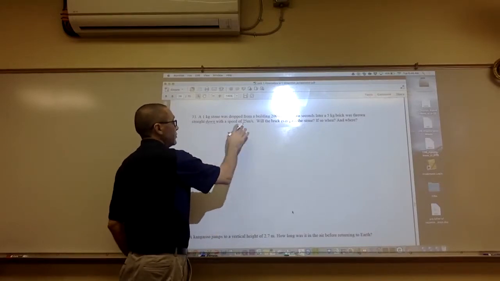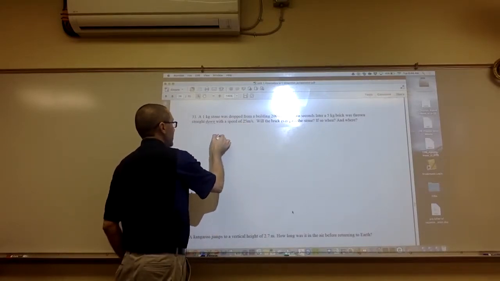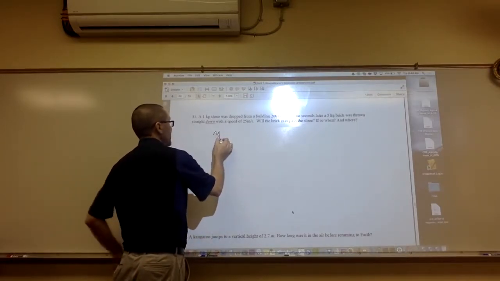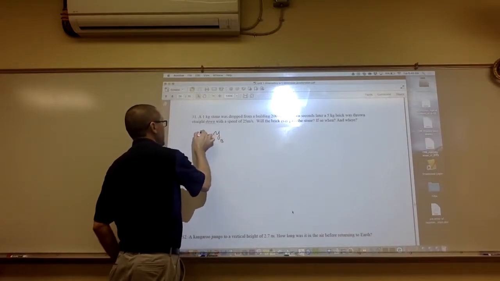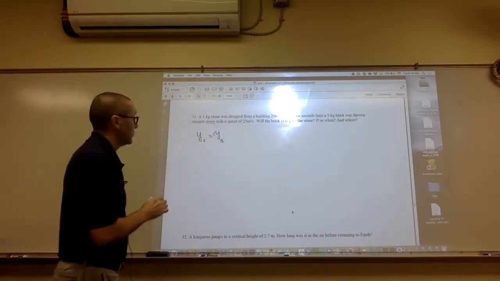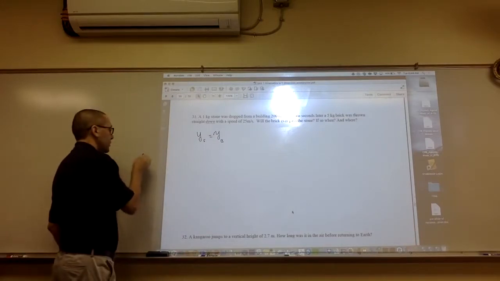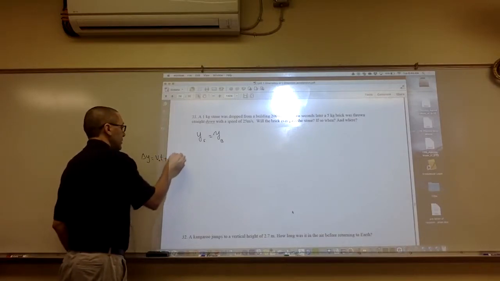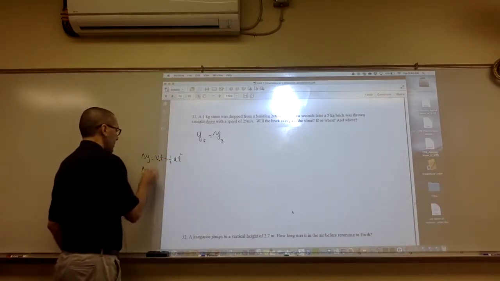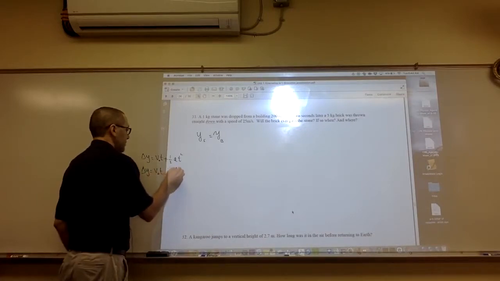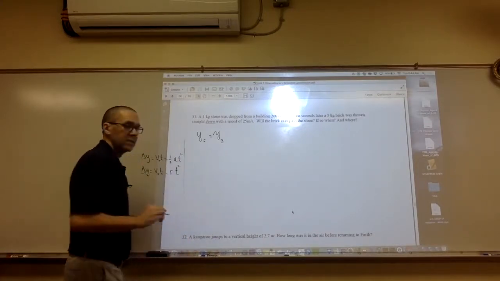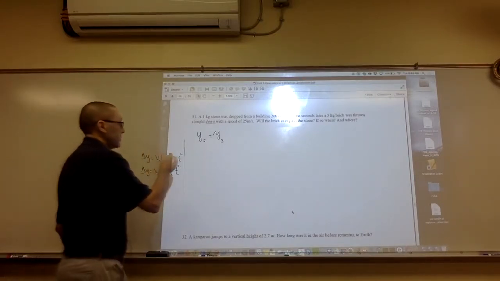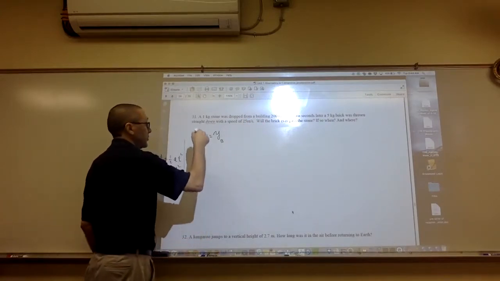If we assume that the brick will pass it, I'm going to write this as y, since it's in the y direction. The position of the brick is equal to the position of the stone. Now let's look at the position of the stone, and I'm going to use this equation: delta y is v0 t plus half a t squared. So basically, it's going to be delta y equals v0 t minus 5t squared. Now let's say the clock starts when the stone is dropped, because the time is different. You have to wait 2 seconds before you throw down the brick.